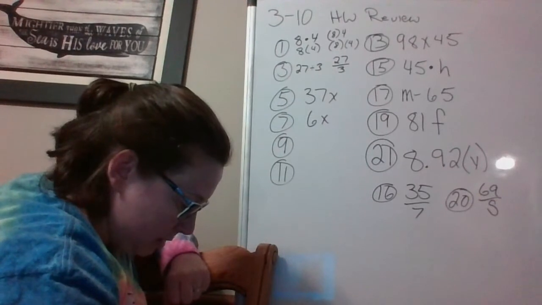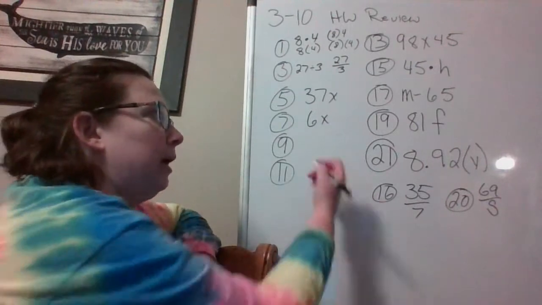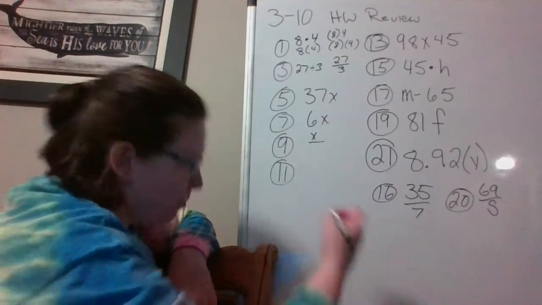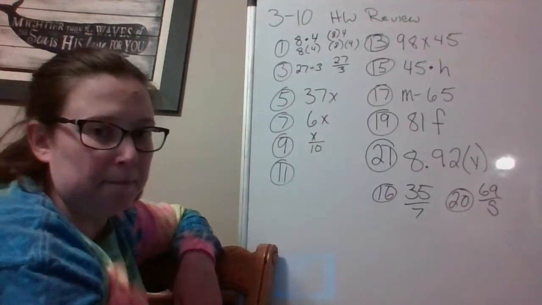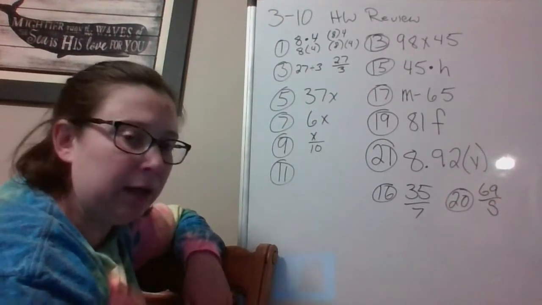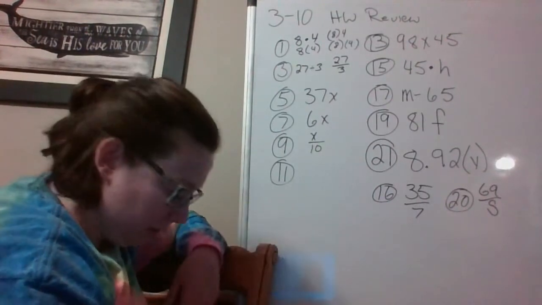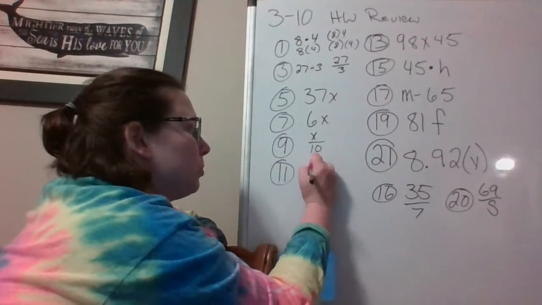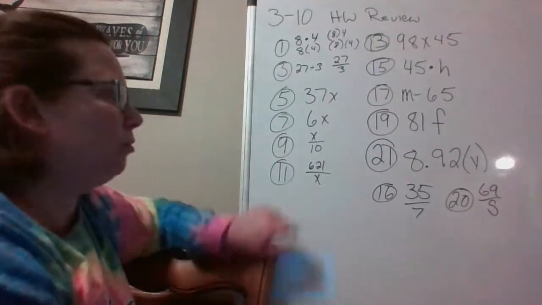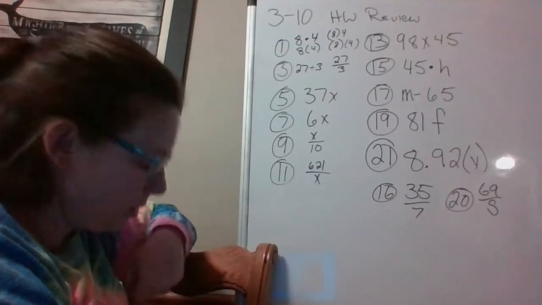Number 9 says a number divided by 10. When you use that divided by, whatever comes first is going on top. So a number divided by 10 would look like that. Number 11, the quotient of 621 and a number. Again, when you use the quotient of, whatever comes first is going on top in your numerator. So we have 621 over a number, which in this case we're told to use x. So that would be what number 11 looks like.